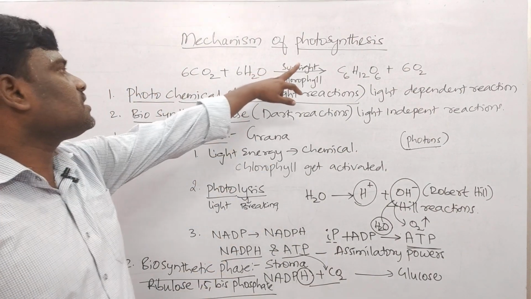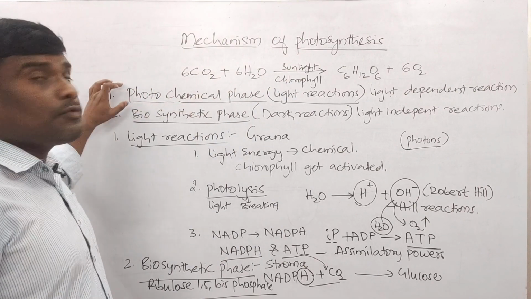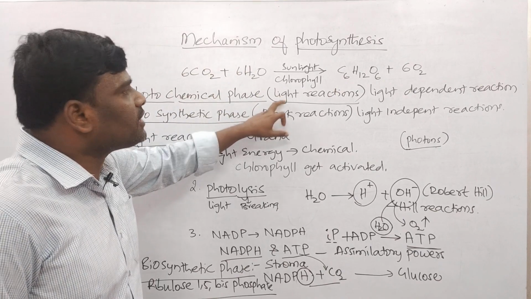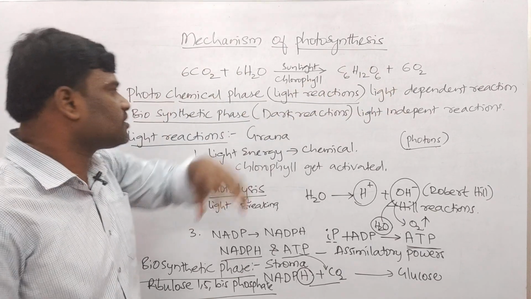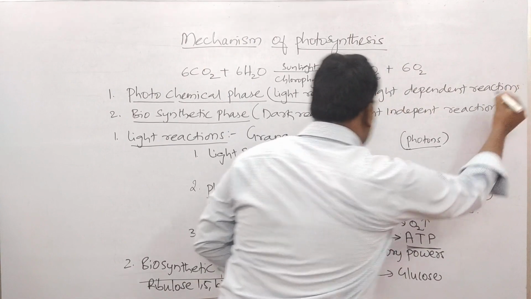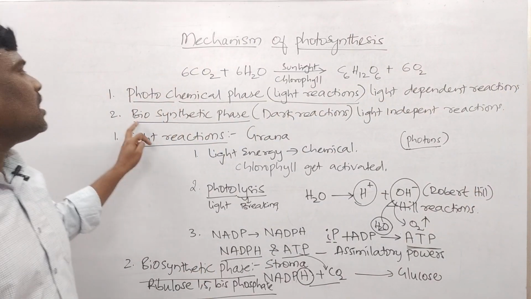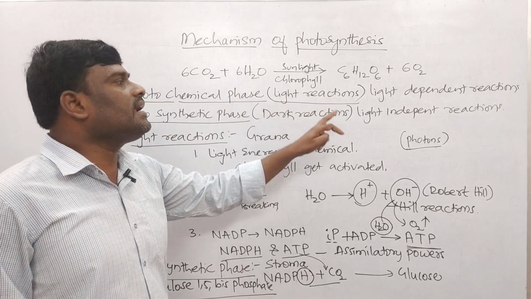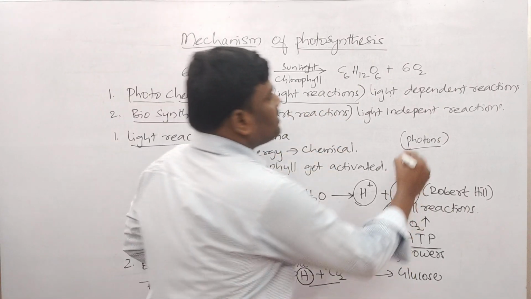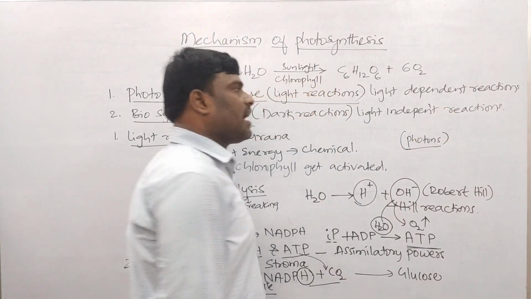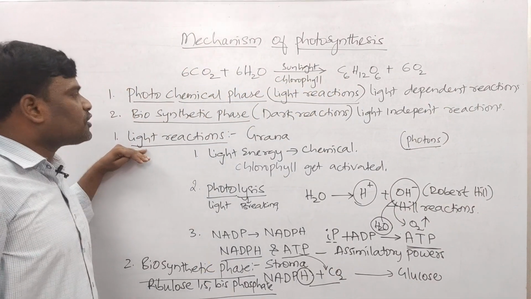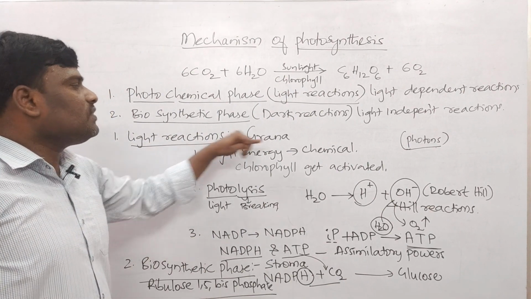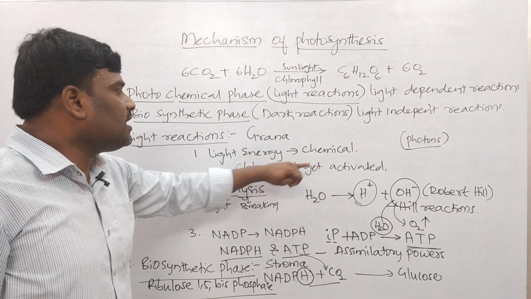So the photosynthesis process occurs in two phases. One is the photochemical phase, which we can also call light reactions or light dependent reactions, isn't it, children? Light dependent reactions. And the second one is what? The biosynthetic phase, which we call dark reactions or light independent reactions, isn't it? So light reactions occur in grana. It occurs in three steps, children. Light energy will be converted into chemical energy.